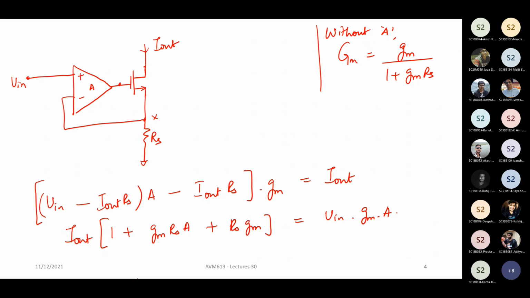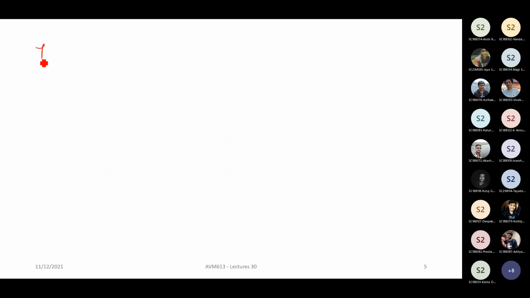Just a minute. So this is how you would get. If you were to calculate I out divided by V in, which is the effective transconductance, just give me a moment. Hello. Sir, I'm actually in the middle of a class. I'll just call you back. Yeah. Okay.